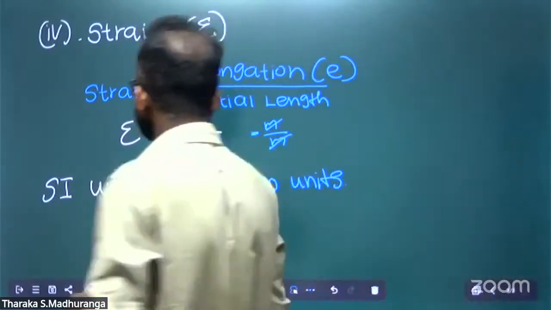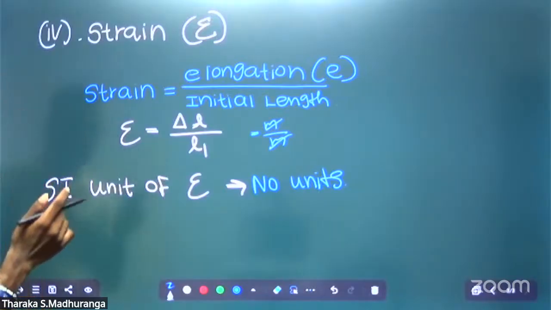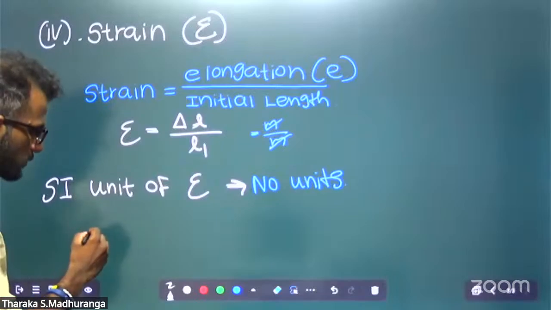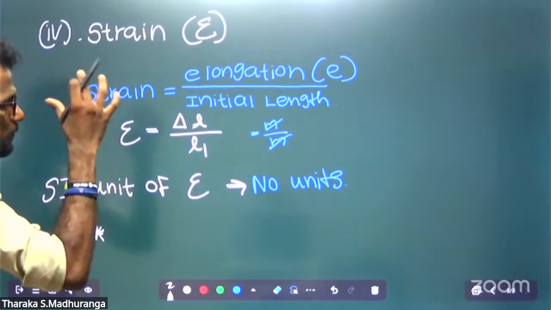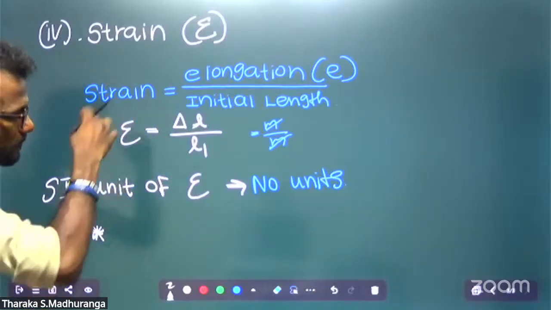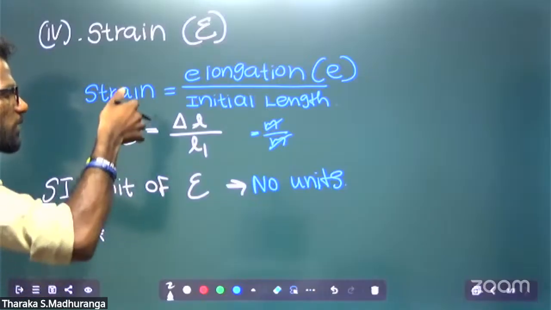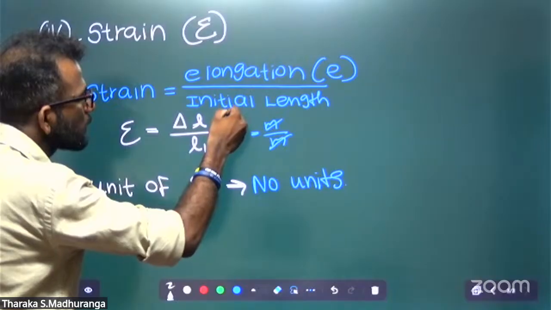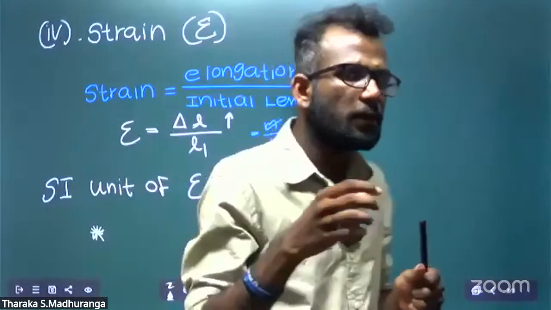Are you complete? If you are complete, try to understand this. They actually don't need up to this level, but I will explain. If you try to understand this by this equation, the strain means what happens when you increase the delta L. When the elongation increases, what happens?